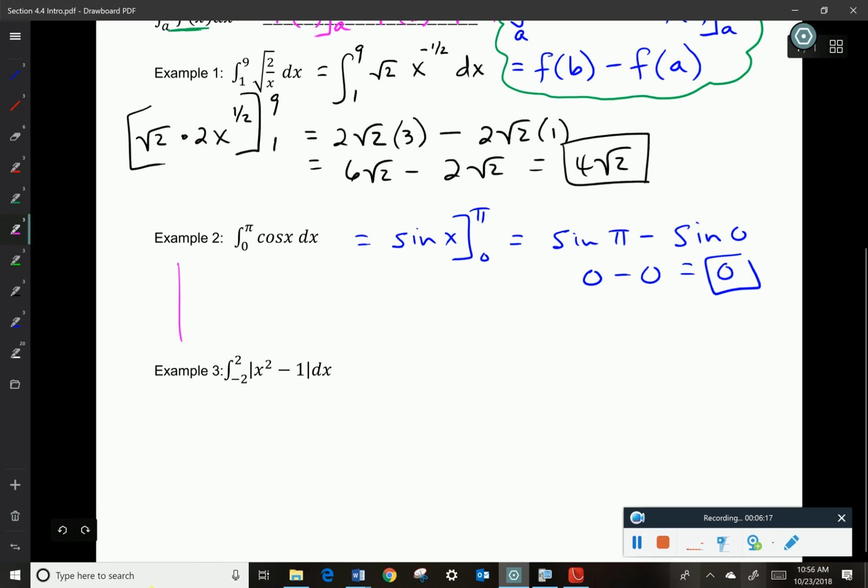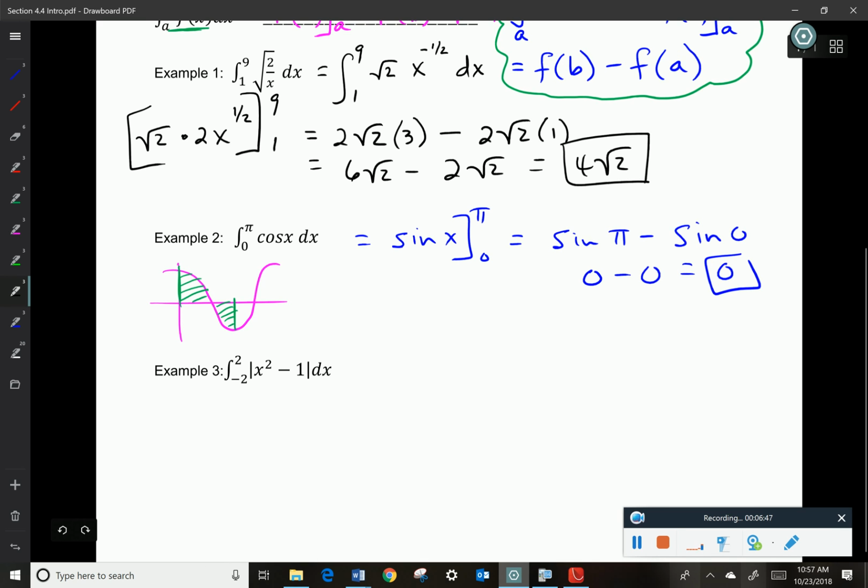Well, if you think about the graph of the cosine function, doesn't it do something like this? And if I look at it from 0 to pi, here's 0, here's pi, wouldn't it have the same amount above the x-axis as it has below? And so that's why the positive and negative space kind of cancels itself out, and the integral actually equals 0.